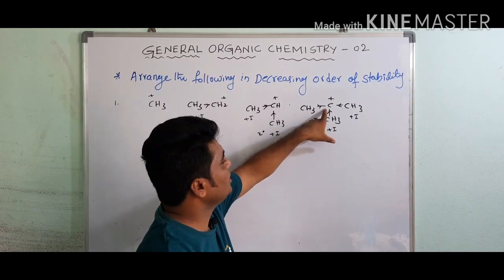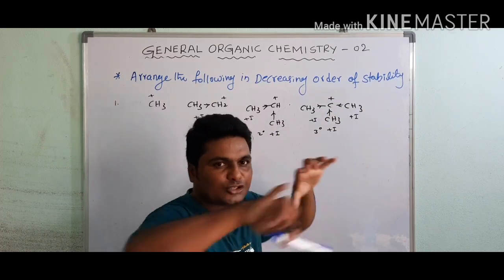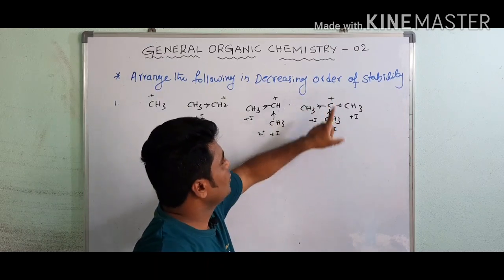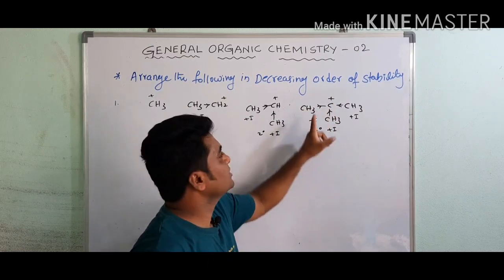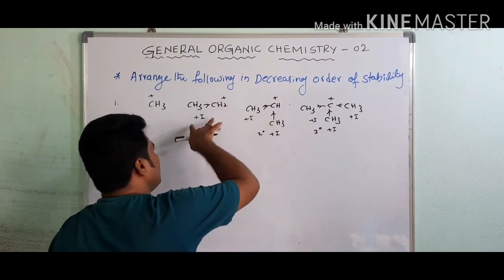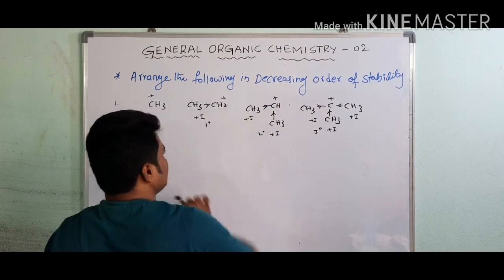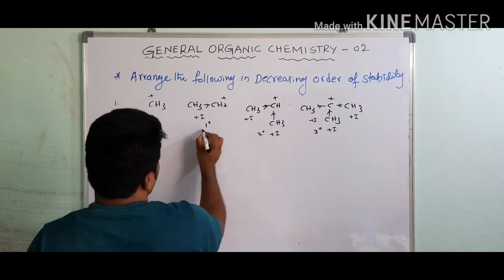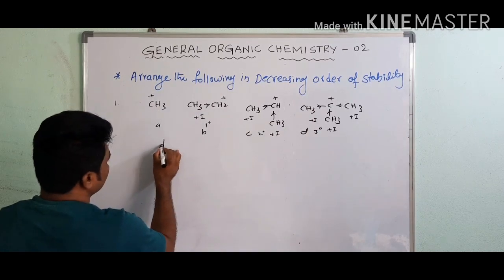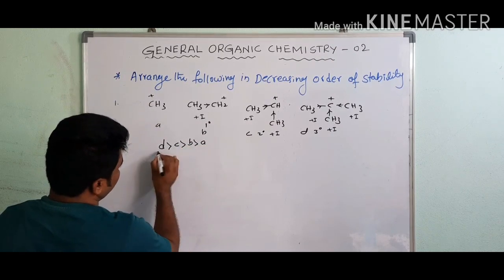So which one is more stable? Here the positive charge is distributed between these 3 groups. It means the magnitude of positive charge on the tertiary carbocation is less, so this is more stable. And here there are 2 plus I groups and here only 1 plus I group, so the magnitude of positive charge here is less as compared to this one. So if you give the letters A, B, C, D, the stability order would be D, C, B, A.